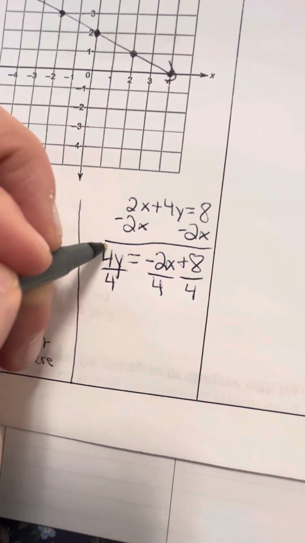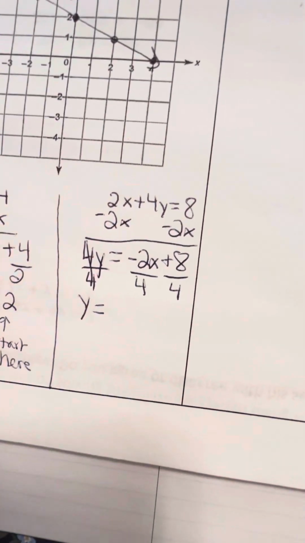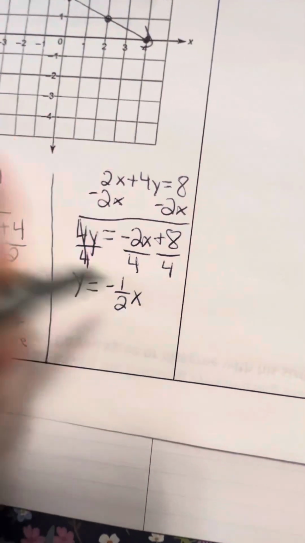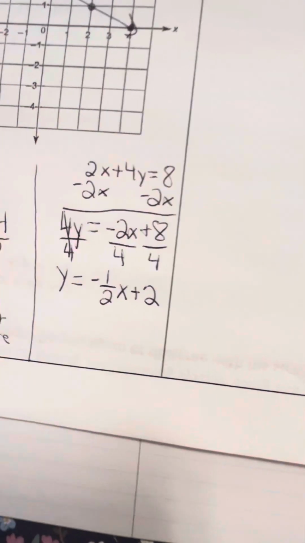Now when I do that, the 4's wipe out, leaving me with 1y. The -2 over 4 is going to reduce down to -1/2, and that's going to be x. And then 8 divided by 4 is a +2.